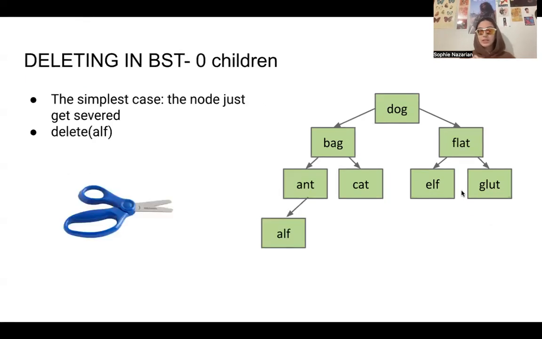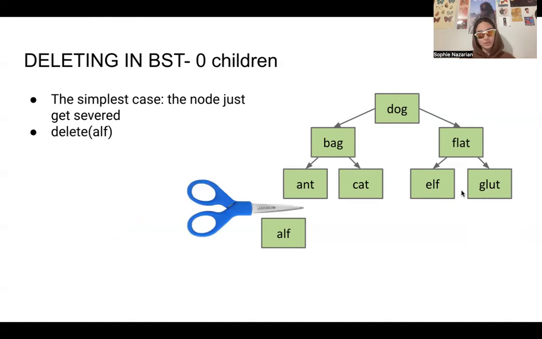Deletion, however, is where it gets a little bit trickier. There are three different cases when we are deleting a node. The first and simplest case is if the node has 0 children. If the node has 0 children, all you have to do is just sever the node. Let's say we're deleting alf, and just cut alf off from the rest of the tree. This is because it has no children. You don't need to worry about where the child would connect within the tree. You know that it already follows the structure of a BST and doesn't break any rules, so you can just go and cut it out.